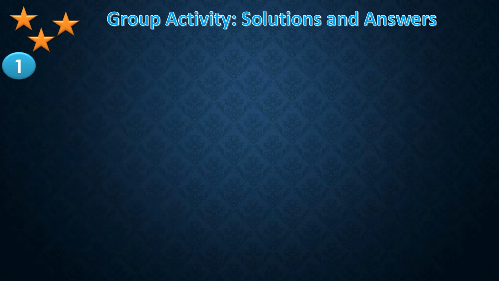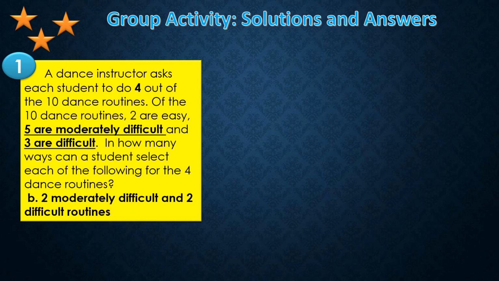Let's move on to number 1, letter B question. How about if out of 4, what we will take, class, is 2 moderately difficult and 2 difficult routines. So in this part, we need to separate them. Out of 4, 2 moderately difficult. This means we will choose 2 from 5 moderately difficult. And for the difficult routines, our choices are 3.